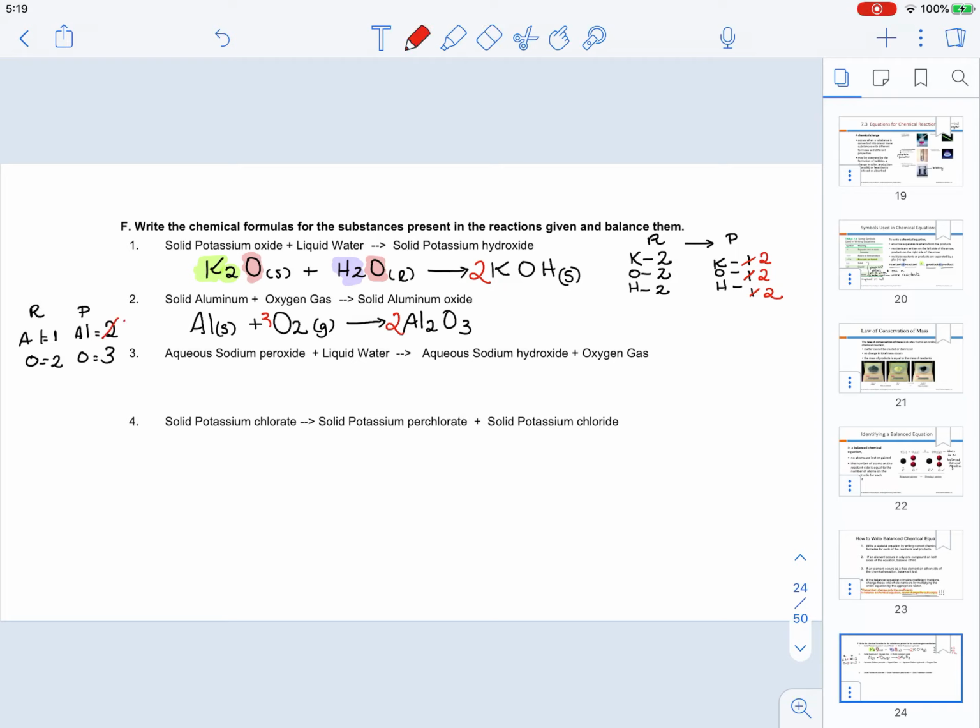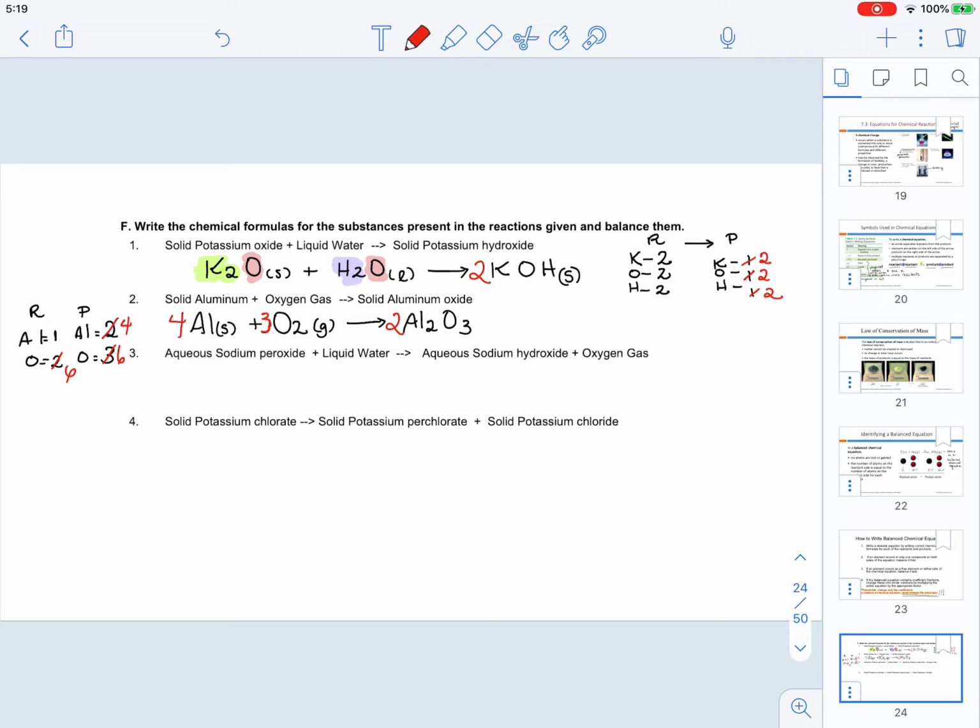We take our aluminums to 4, our oxygens to 6. That means that if we put a 3 before O2, then we're going to take this to 6. And then lastly, to balance our aluminums, we're going to place a 4 in front of it.